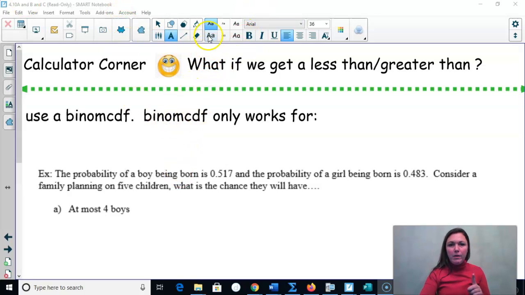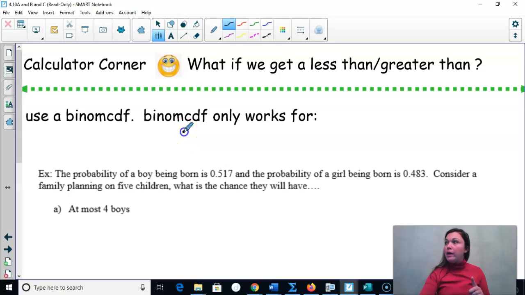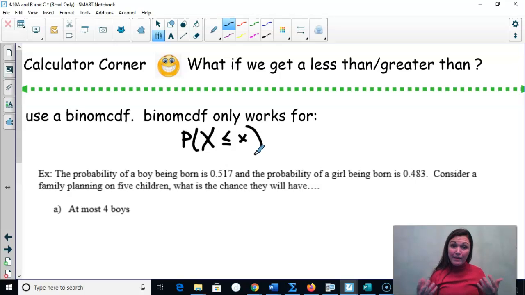So remember, a binomial CDF only works for the probability that X, capital letter X, that's your scenario, is less than or equal to little x. That's how many times you want your success, right? So if someone's going to have babies, the probability of a boy being born is 0.517, and the probability of a girl being born is 0.483. Consider a family planning on 5 children.